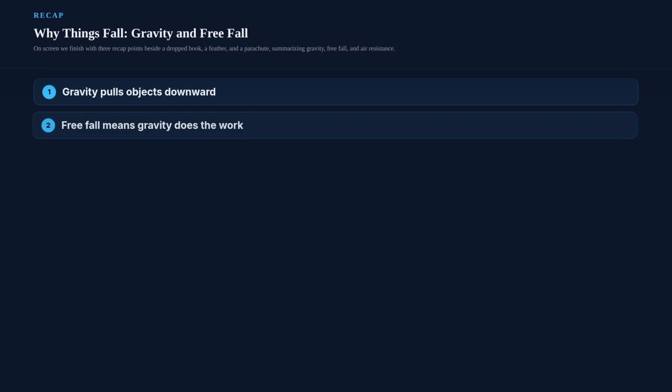Let's wrap it up. Gravity is the pull that makes things fall toward Earth. In free fall, gravity is the main force acting on the object. Air resistance can slow things like a feather or parachute, but gravity still pulls them down.